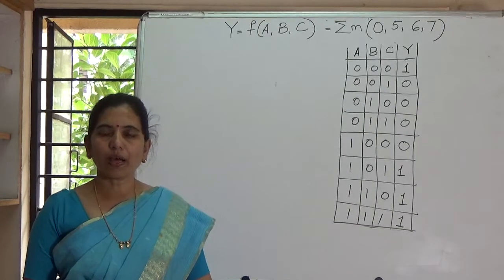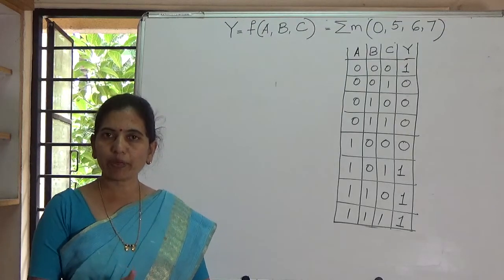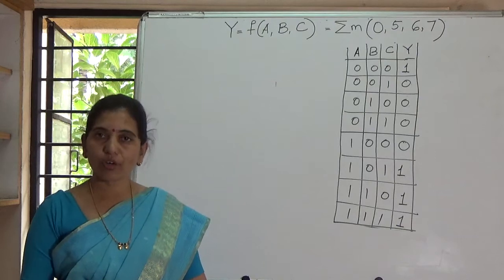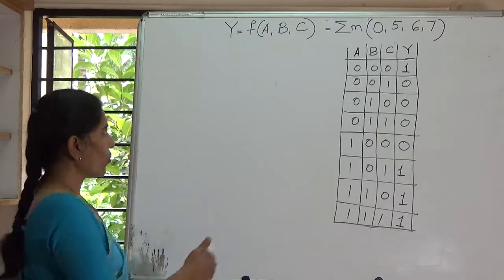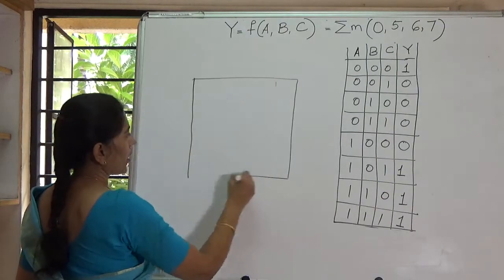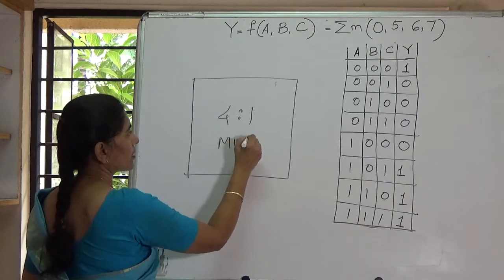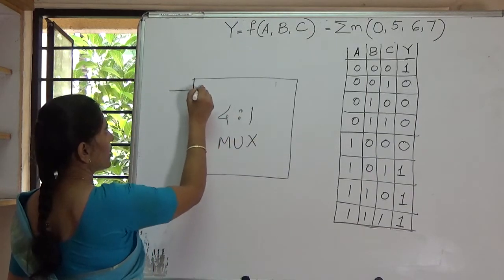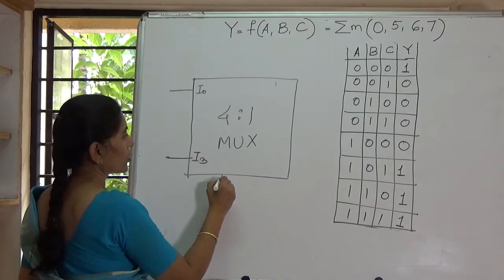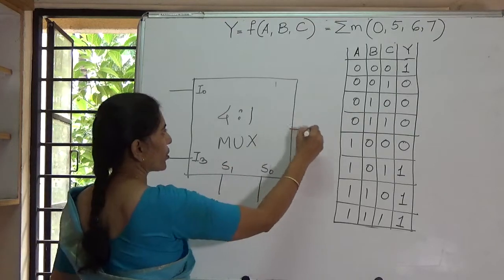Students, now we will learn how to implement the same combinational circuit which we implemented with an 8:1 mux using a 4:1 mux. So a 4:1 mux has 4 input lines, I0 to I3, and 2 select lines, S0, S1, and 1 output line.